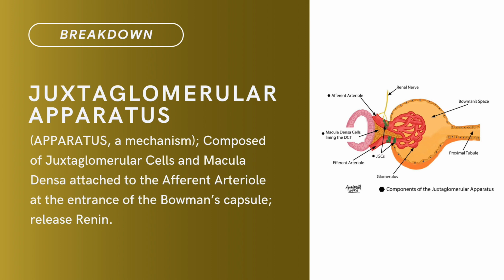Compound term, juxtaglomerular apparatus. Apparatus means a mechanism. Brief definition, composed of juxtaglomerular cells and macula densa attached to the afferent arteriole at the entrance of the Bowman's capsule. They release renin-angiotensin-aldosterone mechanism that increases water reabsorption, decreases urine volume, increases blood pressure.